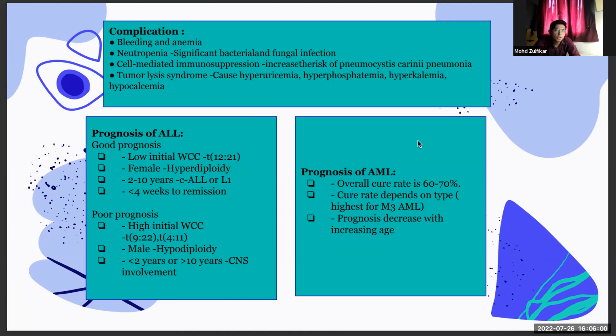So for the prognosis of acute myeloid leukemia, the overall cure rate is 60 to 70%. However, the cure rate depends on the type, which is highest for the M3 type of acute myeloid leukemia. The prognosis decreases with increasing age in acute myeloid leukemia. So next slide.